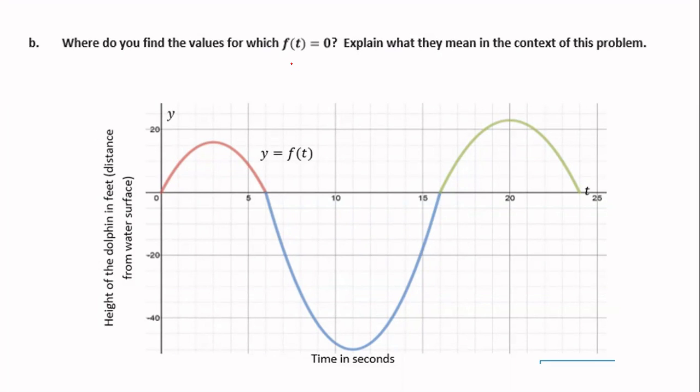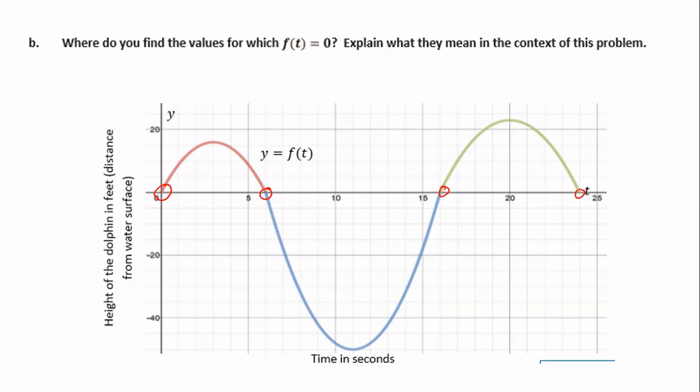Where do you find the values for which f of t equals 0? So f of t is the same thing, remember, as y. So when does y equal 0? Well, it equals 0 there, there, there, and there.